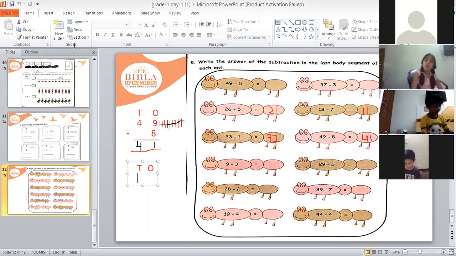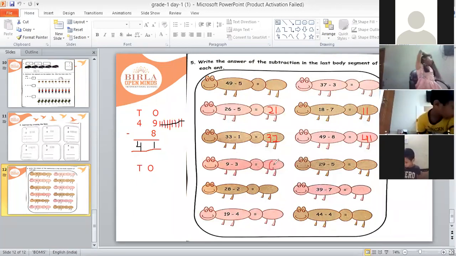What is the answer? 9 minus 3 is? 6. Yeah. 9 minus 3 is 6. So we'll write here 6. Okay, that's correct. And children, whenever it is one digit subtraction, you can do it by using your fingers, right? Now next one.